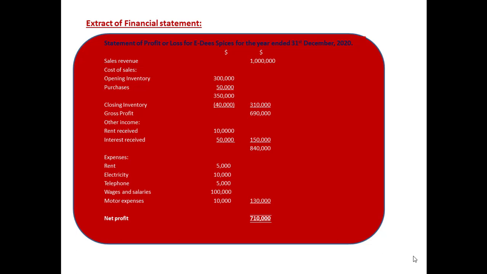There might be other expenditure, but there's an extra, so we just capture a few. So totaling $130,000. Because it is an expenditure, it is taken out of the $840,000, giving us a net profit of $710,000. So for the calendar year ending 31st December 2020, ED Spices generated a profit of $710,000, which they will be paying tax on and further distribute some to the shareholders of ED Spices.